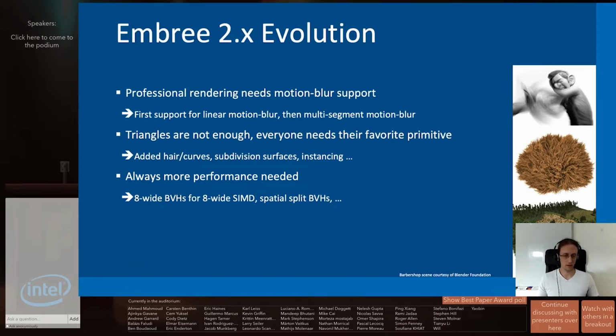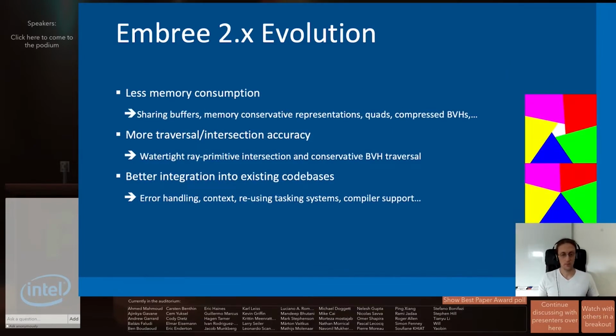But again, now the merging of different philosophies, it's not only about features, it's all about performance. So we optimized the core, we added more advanced performance features like wider BVHs, high quality BVHs and stuff like that. But again, users gave us feedback that the performance might be great, but the memory consumption of Embree is pretty severe. So we allowed for sharing buffers with the application. We had more memory conservative representations, more compressed geometry representations, and even compressed BVHs.